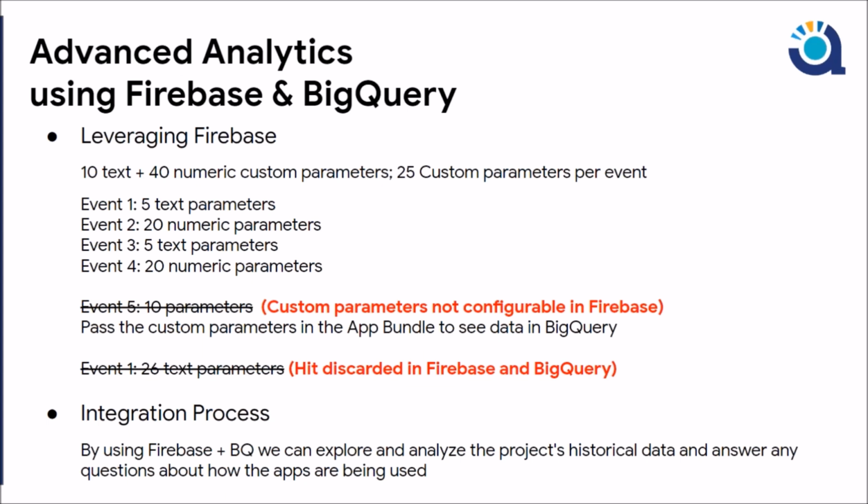Now, one point to note here is that in Firebase, we can have 25 custom parameters per event. So if any event has, let's say, 26 parameters, the hit would get discarded from both Firebase and BigQuery. Now, Sarjak had earlier shown the entire integration process, which was literally a one-click integration for Google Ads. The same process would be followed for Firebase and BigQuery integration.